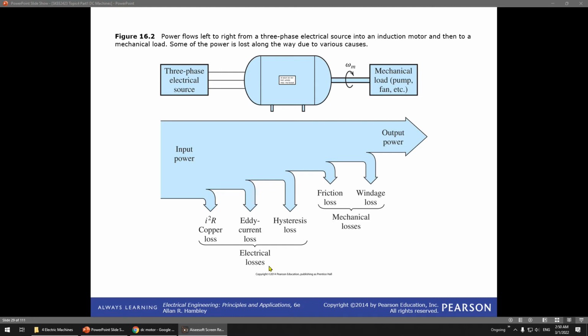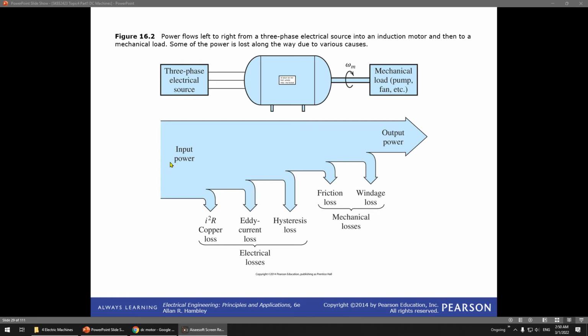Okay, this is the power. So you have electrical loss. You have input power and this is output power. Do you have electrical loss and mechanical loss? Okay, so make sure you know this figure. You need to know this figure.